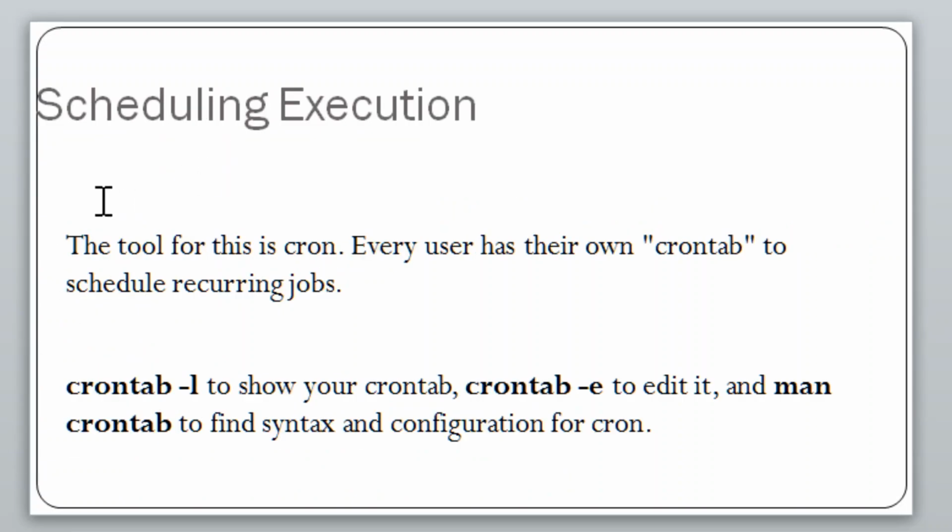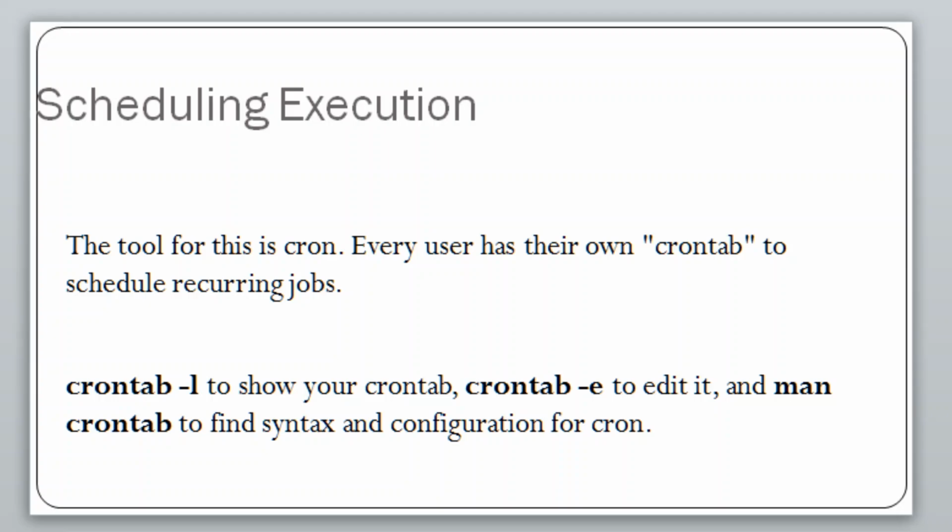Speaking of time, though, let's talk about scheduling execution. So the tool for this is cron, and every user has their own crontab to schedule recurring jobs. So to list what cron jobs are currently set up, we would do crontab -l. And to edit the crontab, we would do crontab -e. You can do a man on crontab to find the syntax and configuration for cron.